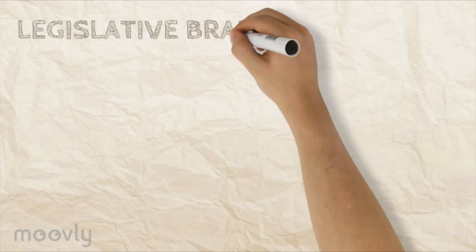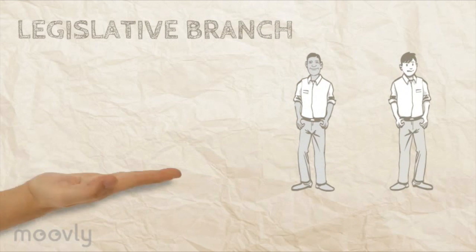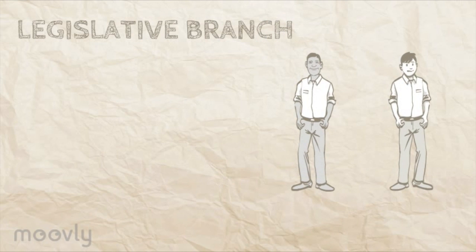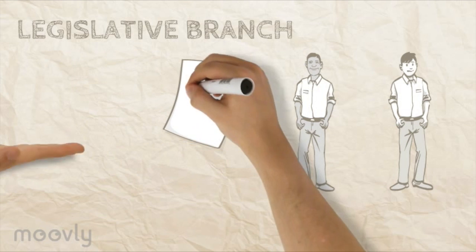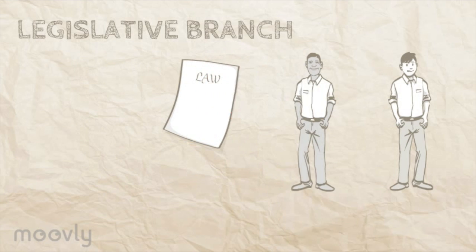The legislative branch is a bicameral legislature divided into the House of Representatives and the Senate. The legislative branch, in total, proposes and passes laws, declares war, and overrides the president's veto with a 2/3 vote.